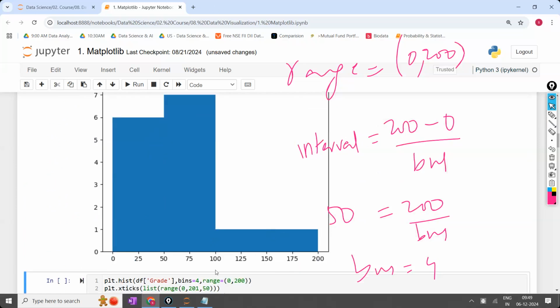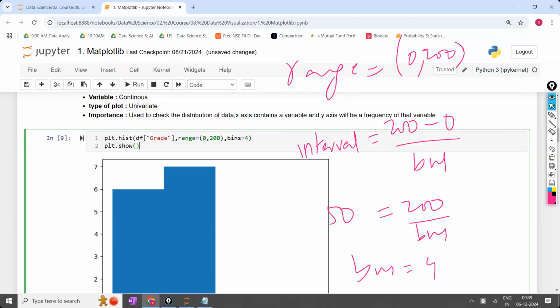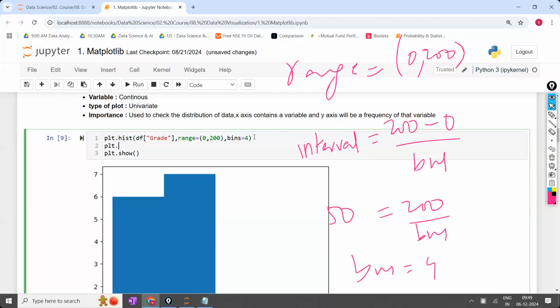Sir, but the numbers below are also showing multiple things. No, sir. That one also we have to control. Then what we have to add is plt.xticks. They are called ticks. Means just on the x-axis, one line will be drawn like this. These are called ticks. In the graph sheet, whatever we keep, they are called ticks.